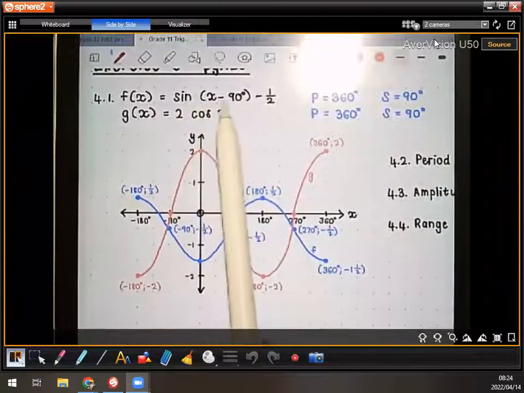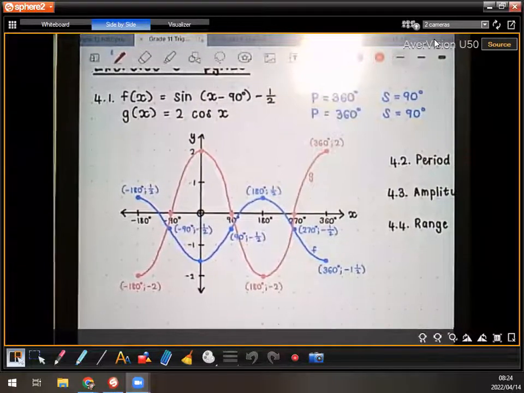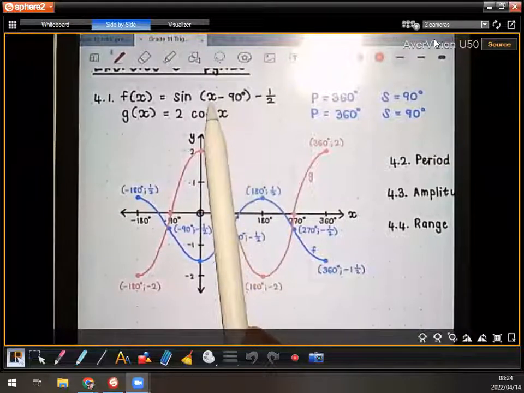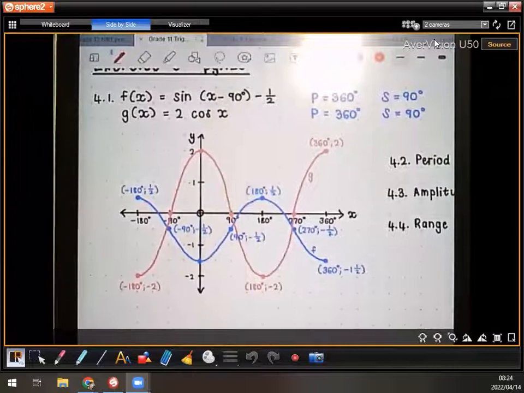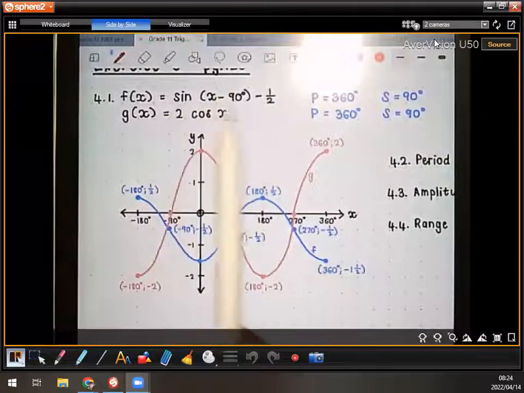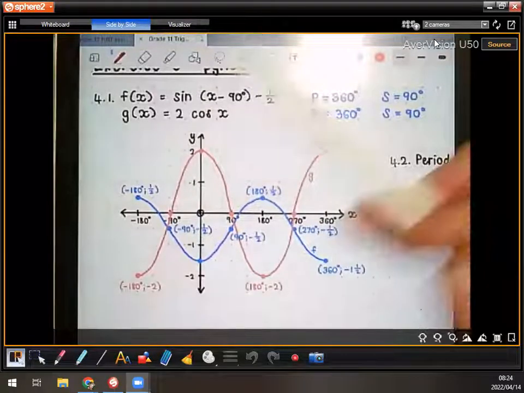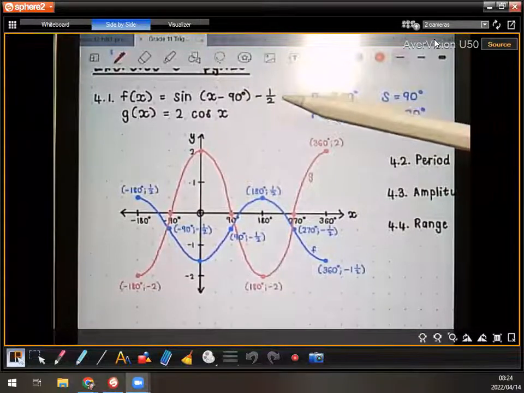All right, sine of x minus 90, minus a half. Now guys, this minus a half shifts the normal sine graph half a unit down. But this one is also shifting 90 degrees to the right. So let's quickly see if we can identify the new starting point just by looking at my graph. Normally a sine graph starts at 0, 0. Now shifting 90 degrees to the right, that will be at 90 and 0. But it's also shifting half a unit down. So 90 and negative a half.